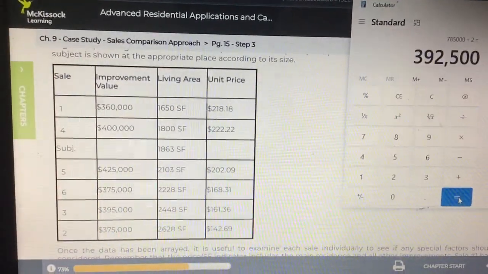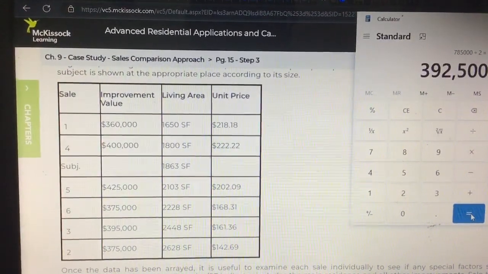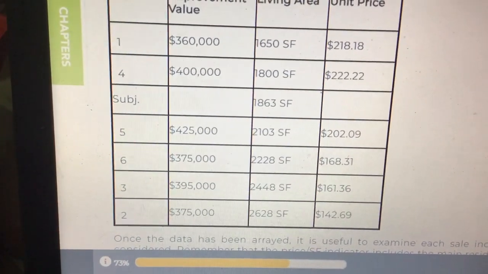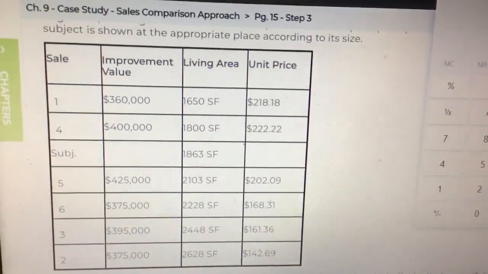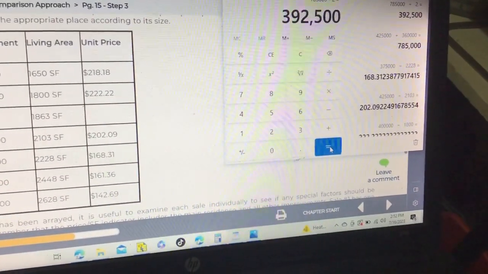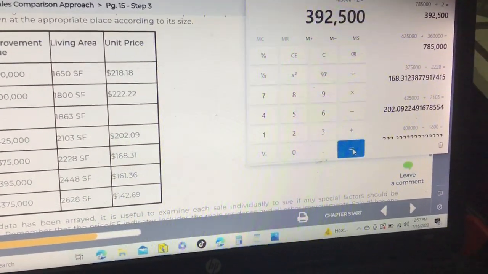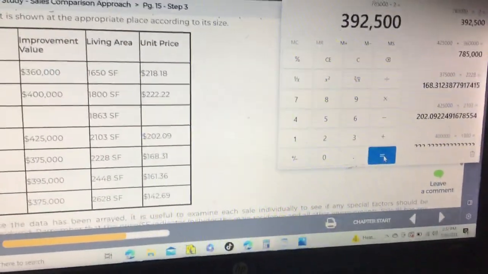Okay, so that kind of gives us a mid value of what the exact mid value of these comps is, right? Now we can look at the square feet, right? I'm going to write that number down because I still need to do some math. $392,500 is our median, I believe, of all 6.